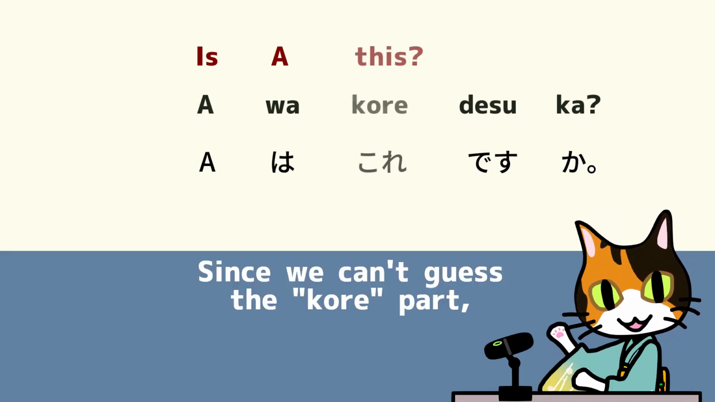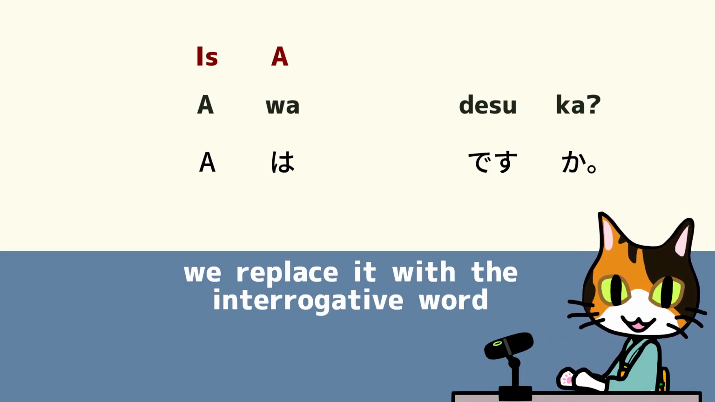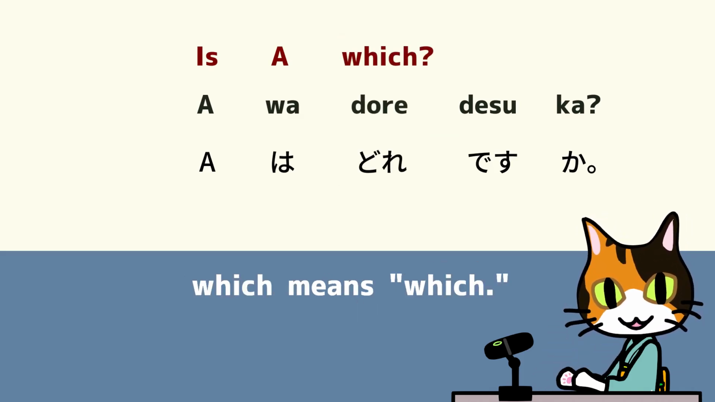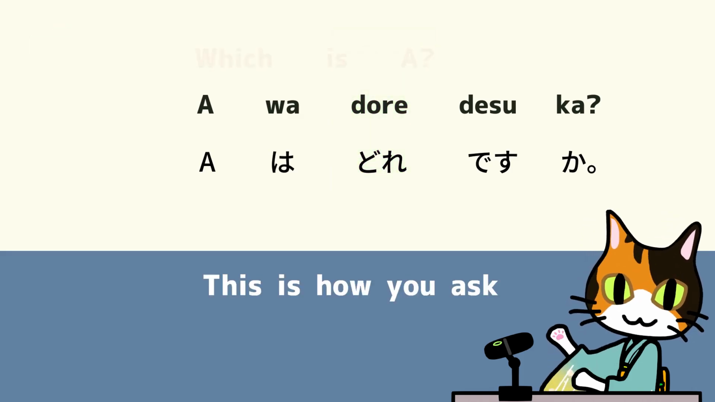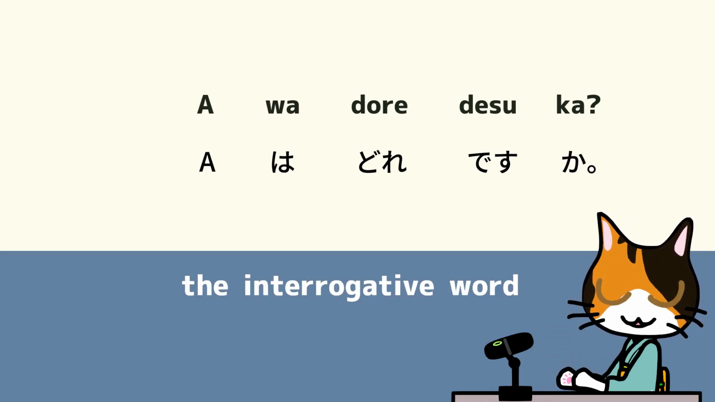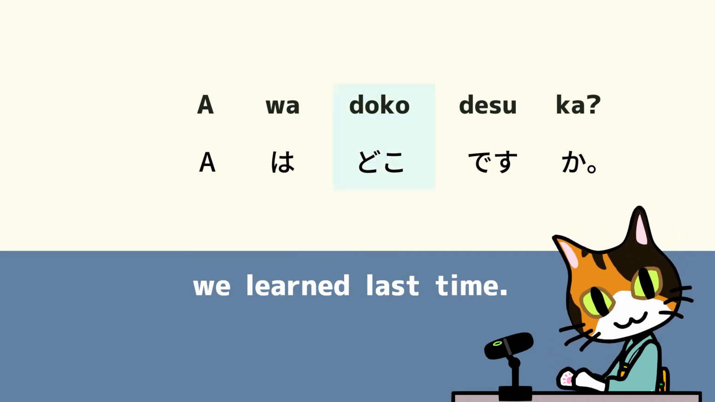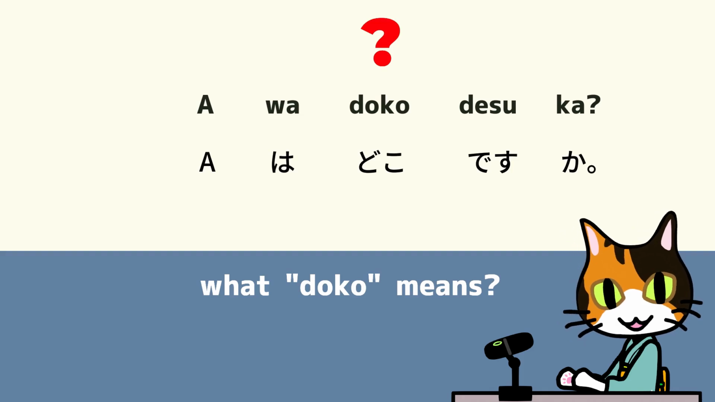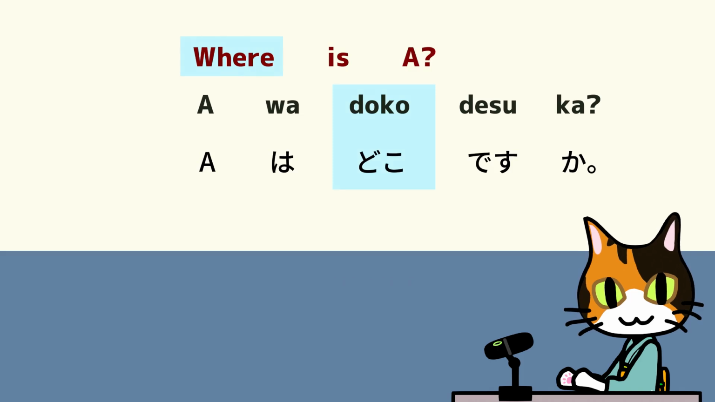Since we can't guess the ko-re part, we replace it with the interrogative word, do-re, which means "which." どれ? This is how you ask "which is A" in Japanese. It's used in the same way as the interrogative word do-ko, we learned last time. どこ? Do you remember what do-ko means? That's right, it's "where." A はどこですか?